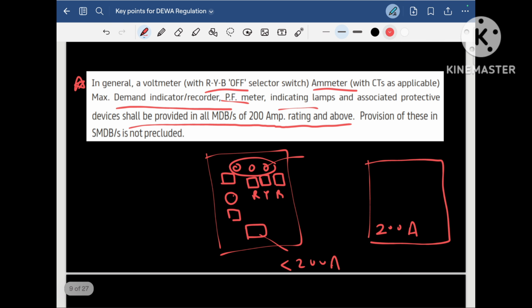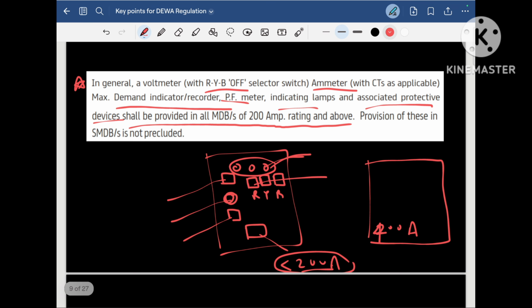What does it mean? As I told you, if in your project there is an MDB and it has a main incomer rating greater than or equal to 200 ampere, then these metering and indicating equipment must be available in your MDB. These are the phase availability indicating lamps, voltmeter, ammeter, voltage selector, power factor meter, and related devices like CT. Hope you are clear. Suppose you have a 400 ampere MDB. As it is greater than 200 ampere, you require this arrangement.